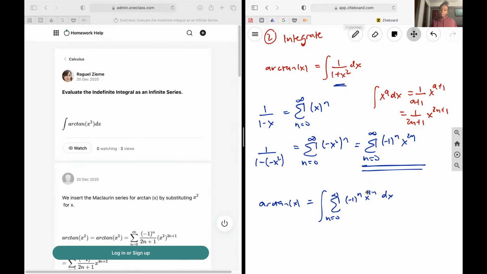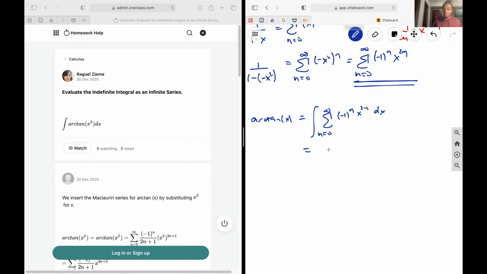And so when I put that all back in, I'll get the summation, because as I said, we are not touching these two, they don't involve x: negative 1 to the power of n, x to the power of 2n plus 1, all over 2n plus 1. Okay, so now I have arctan x, and I need to go about finding arctan x squared.